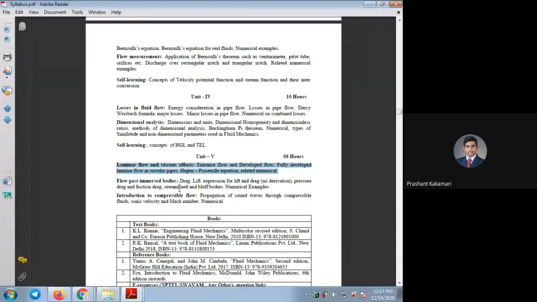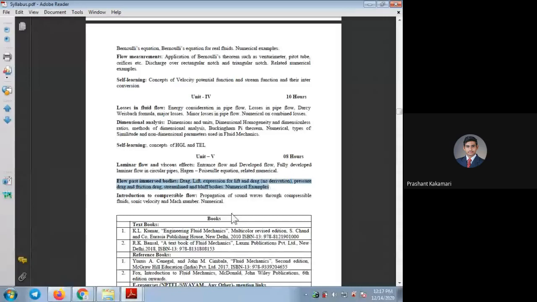Next we have a small chapter, that is flow past immersed bodies. Very simple chapter. So here we are going to discuss drag, lift and expressions for these two, drag and lift of different bodies. Then with simple numericals we are going to understand how these drag and lift forces are going to work with the bodies, so that lift or drag can happen with the given different bodies. So that is a very small chapter. So without derivations, we have to analyze this chapter.